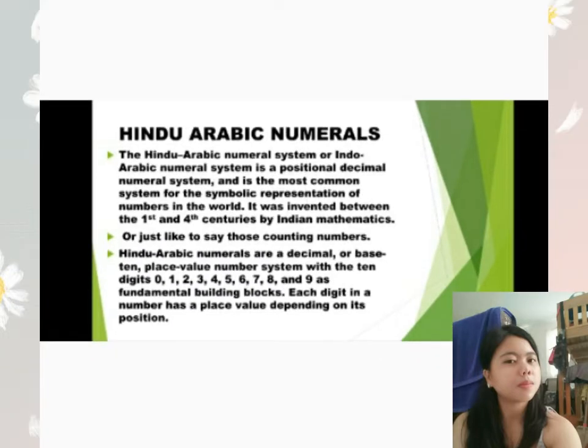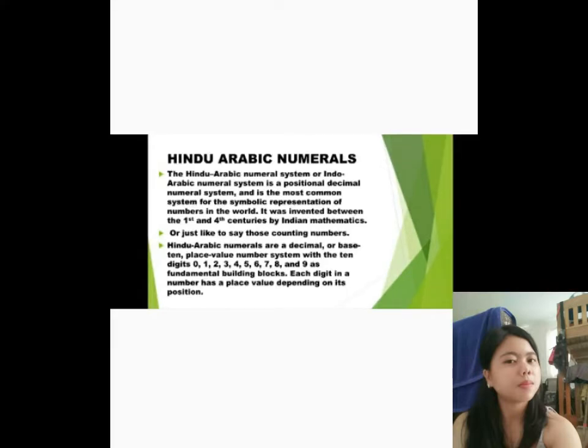Indo-Arabic numerals are a decimal or base 10 place value number system with the 10 digits 0, 1, 2, 3, 4, 5, 6, 7, 8, and 9 as fundamental building blocks. Each digit in a number has a place value depending on its position.